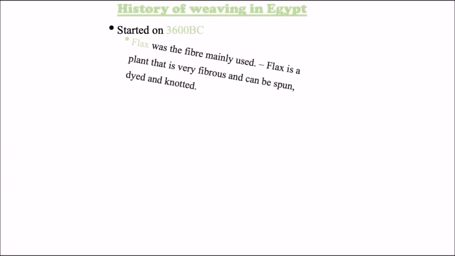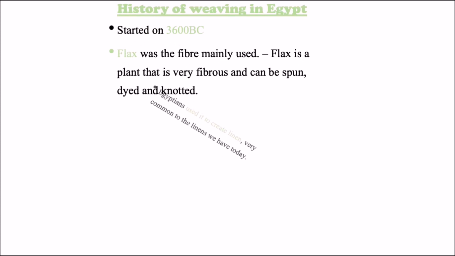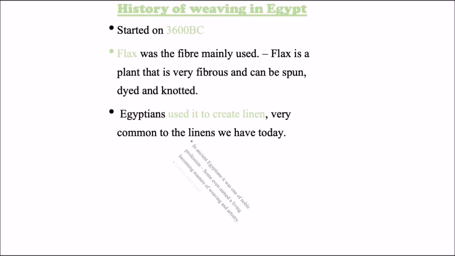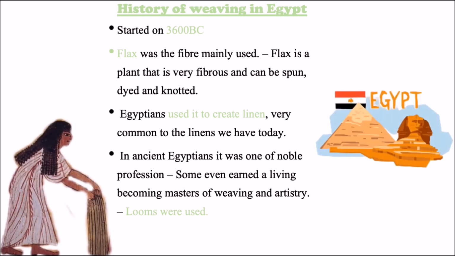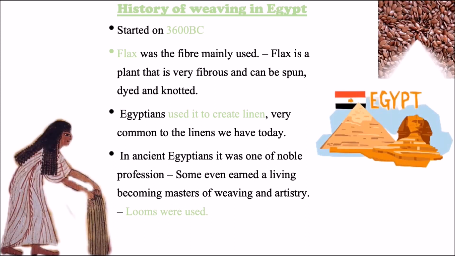Now, what if we study the history of weaving in Egypt? It started in 3600 BC. At that time, flax was the fiber that was mainly used. Flax is a plant that is fibrous and can be spun, dyed, and knotted.